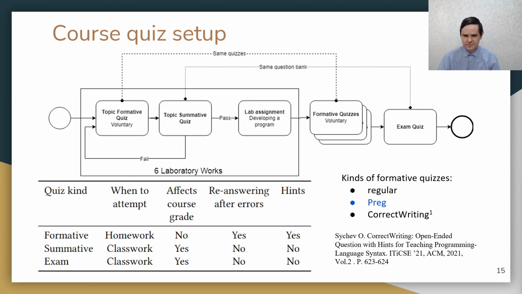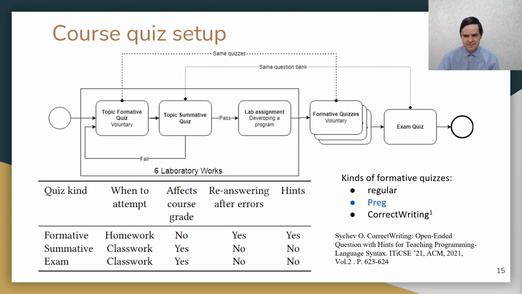To prepare for the summative quiz, the students were given 3 kinds of formative quizzes: regular quizzes with the most complex questions, and 2 kinds of open answer quizzes with hints, PEREG and correct writing. So PEREG questions with hints were a part of a bigger system for preparation. In summative exercise, PEREG questions were used to grade students' responses. As a part of the final exam, the student had to pass the exam quiz that used the same question bank as the summative quizzes, but contained questions concerning the material from the entire course. They could use the same formative quizzes to prepare for the exam quiz.